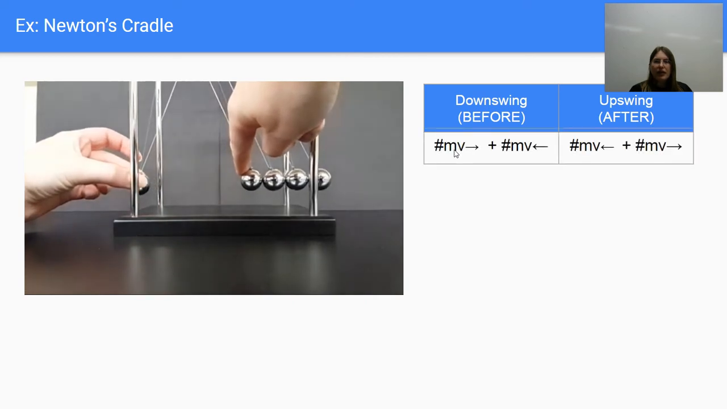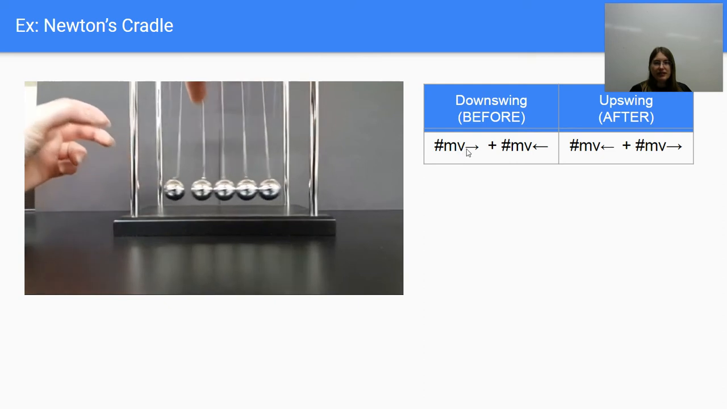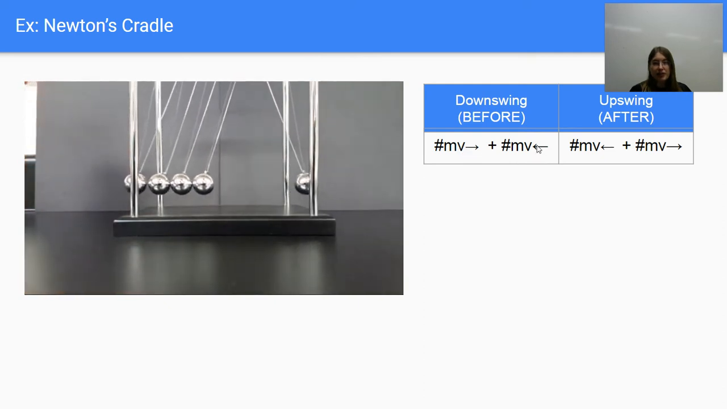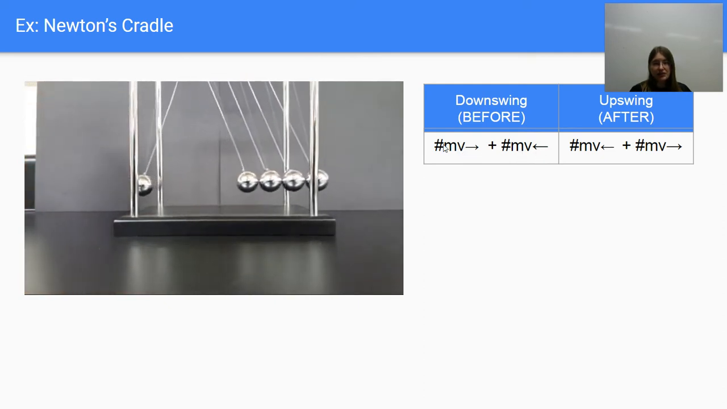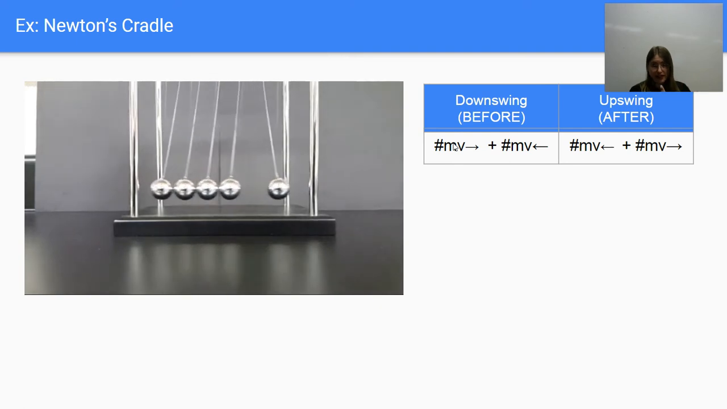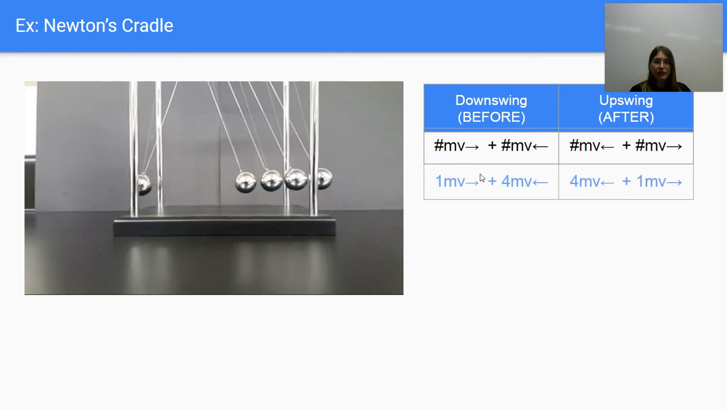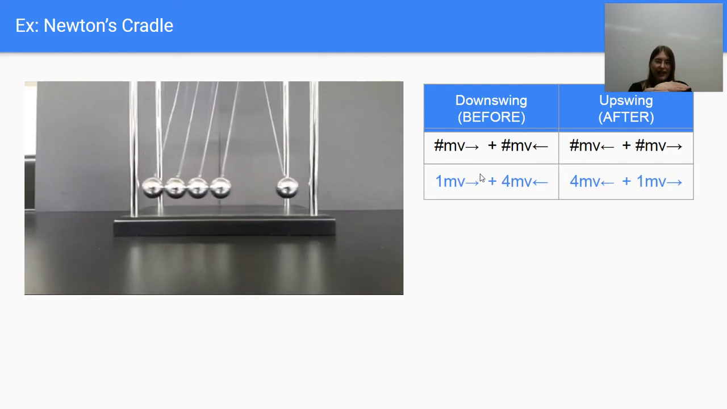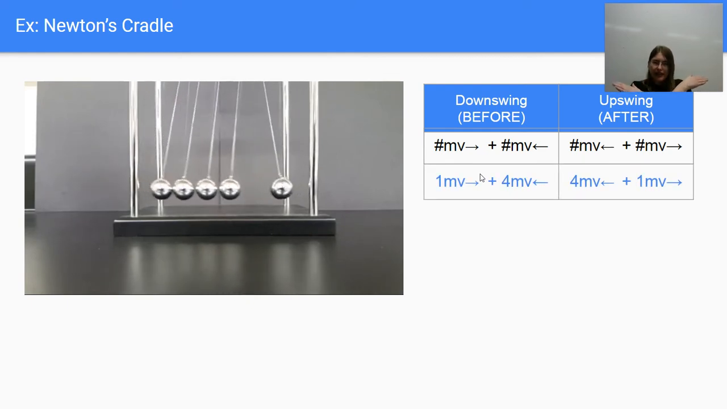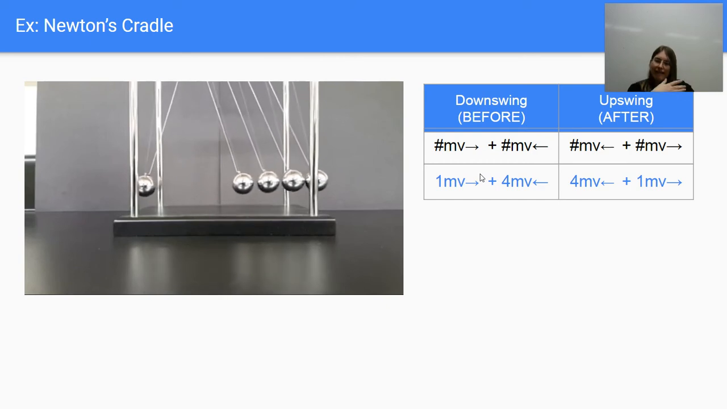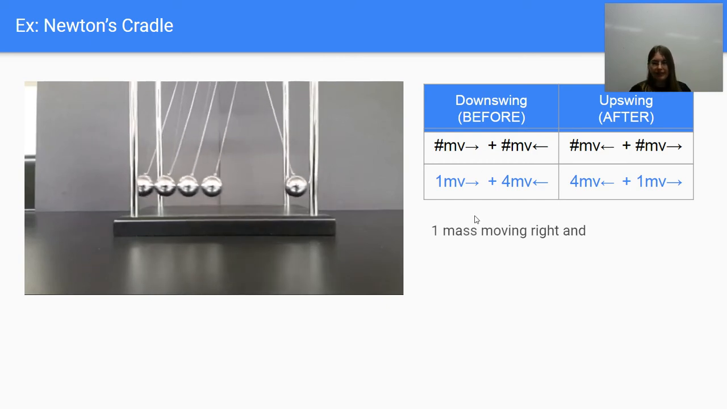Okay, so in this case, we're going to use the same notation, but now instead of looking at what's still, we're going to be looking at what's moving in the other direction. So we're still doing momentum, the number of masses to the right, and the momentum to the left, the number of masses to the left. So beforehand, there's 1 to the right and 4 to the left, and then after, there's 4 to the left and 1 to the right. But again, it's the same, isn't it?